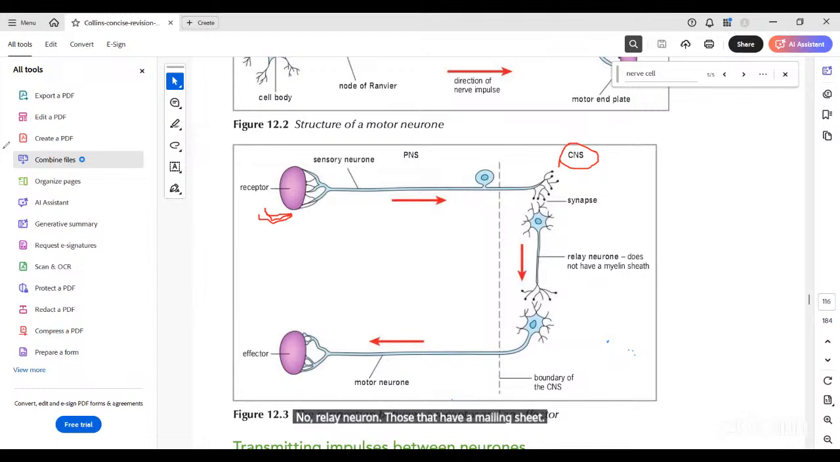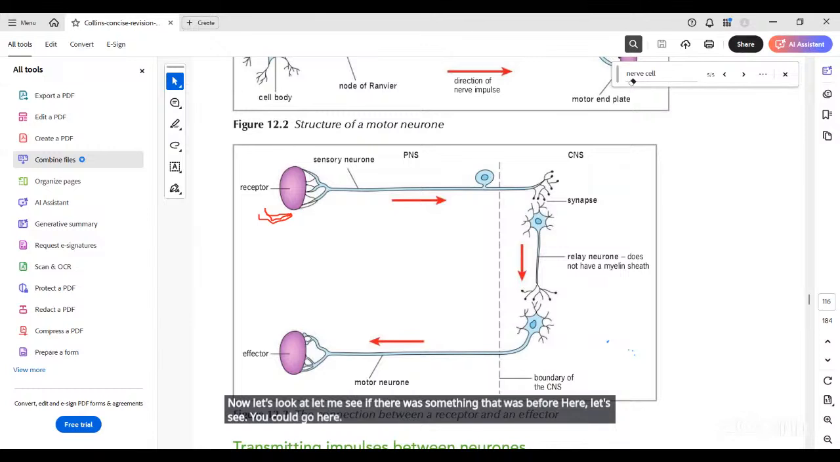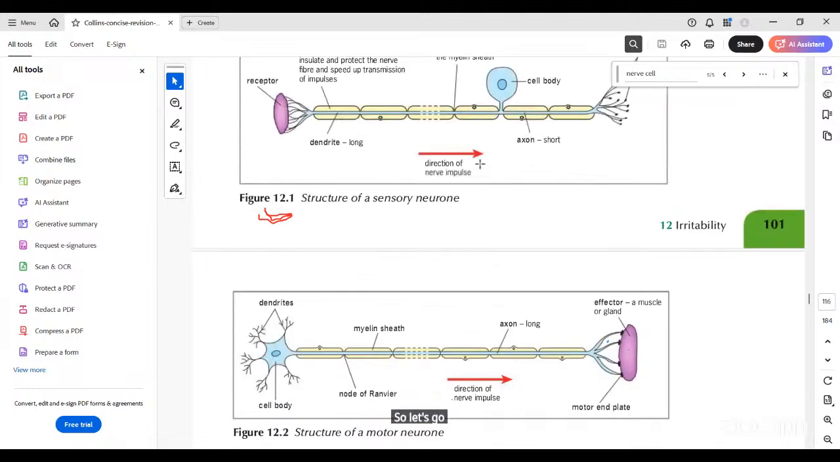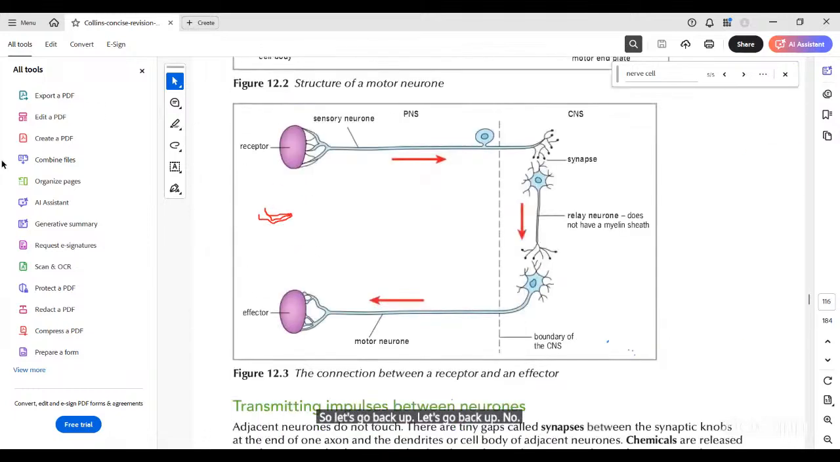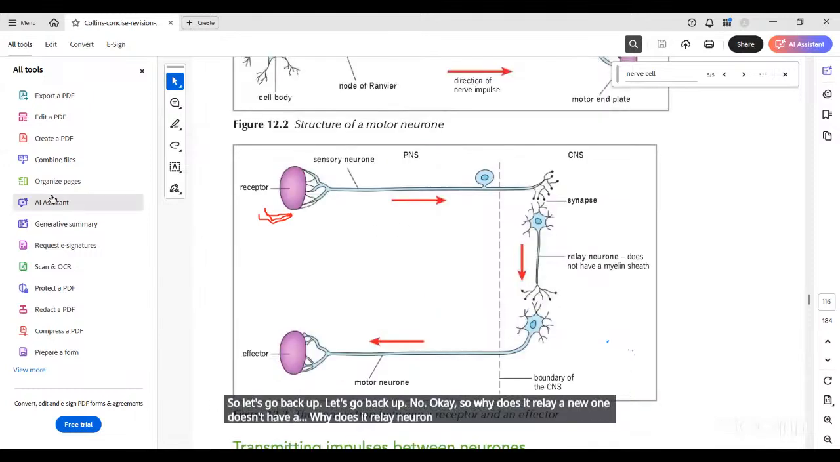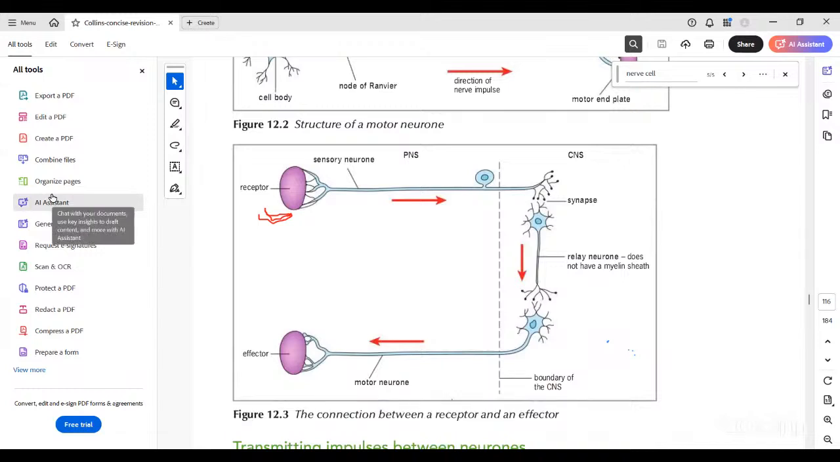Now, let me see if there was something that was before here. Let me see. You could go here. Sorry, let's go back up. Let's go back up. No.